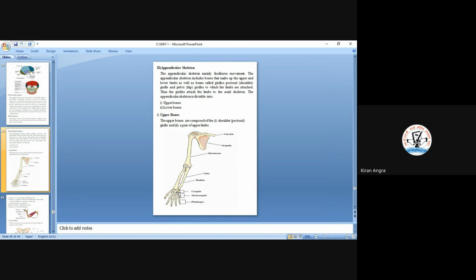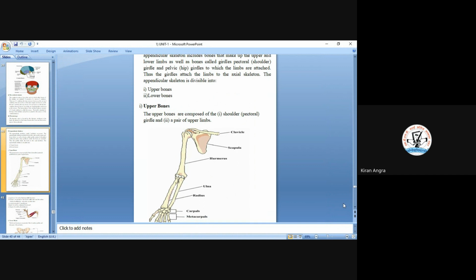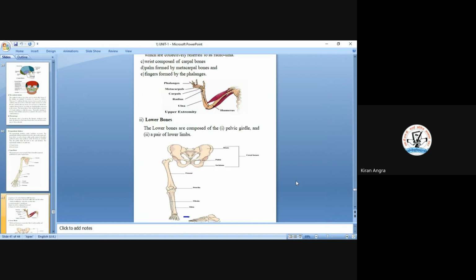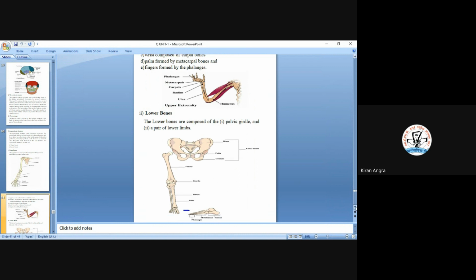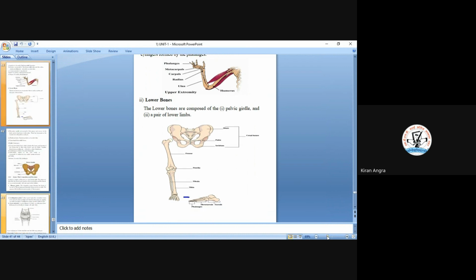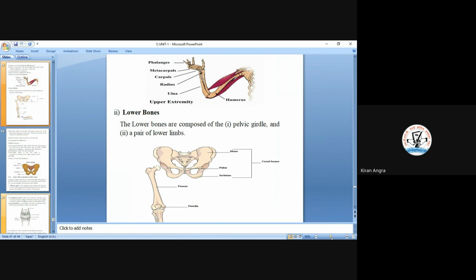Here you have a wrist. Wrist is composed of these bones. They are called carpals. There is a palm. So palm bone is formed by the metacarpal bones, and the fingers, your 5 fingers, have the phalanges. It is shown in the next figure. You can just see it has been clearly shown here. Upper bone. So now comes the lower bones.